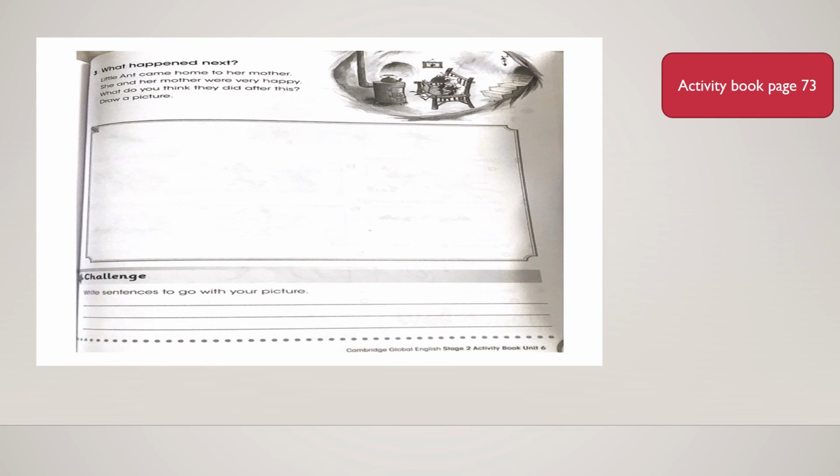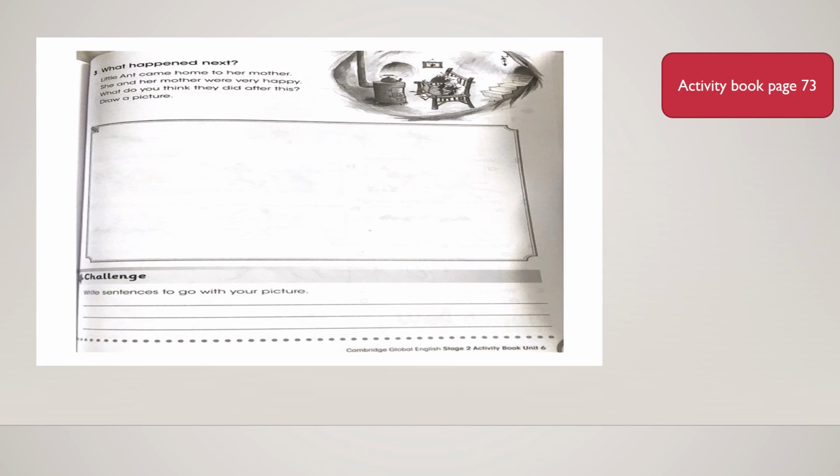On page 73, we also have an activity to do. It says, what happened next? Little Ant came home to her mother. She and her mother were very happy. What do you think they did after this? Draw a picture. You are going to draw a picture in the space provided about what you think happened next after Little Ant got home.